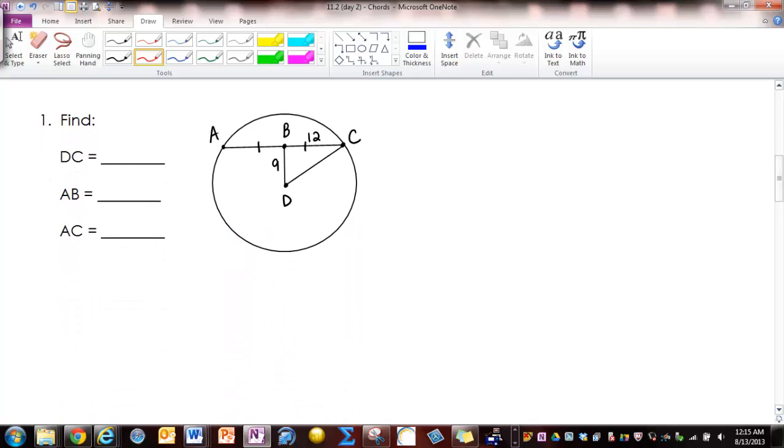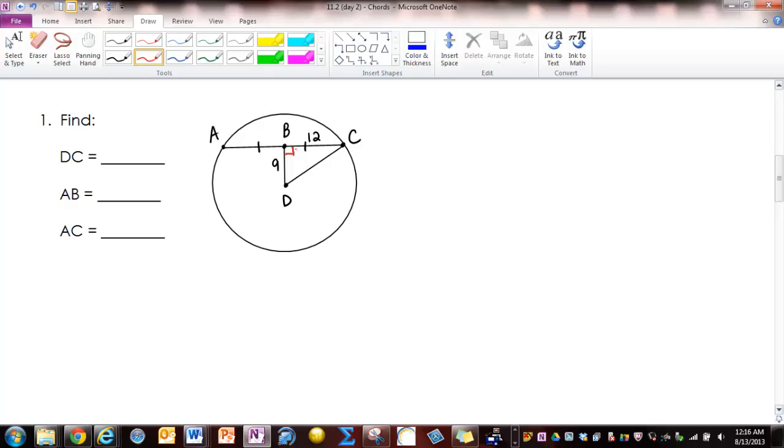This brings us to our first example problem. We are given this picture and we're asked to find DC, AB, and AC. Now, first of all, we know from the statements we just talked about that since our chord is bisected, that radius is perpendicular to the chord. So we have a little right angle box in there.